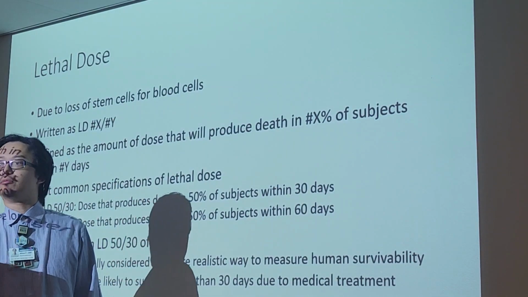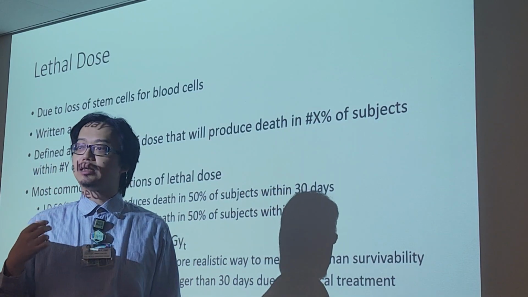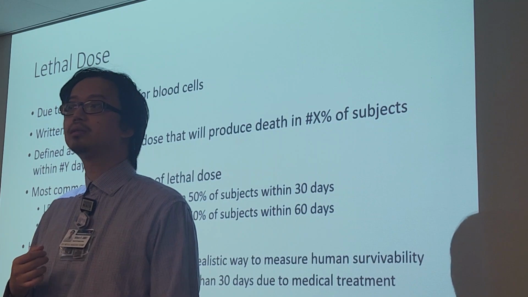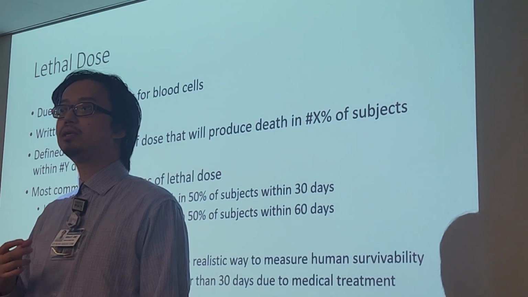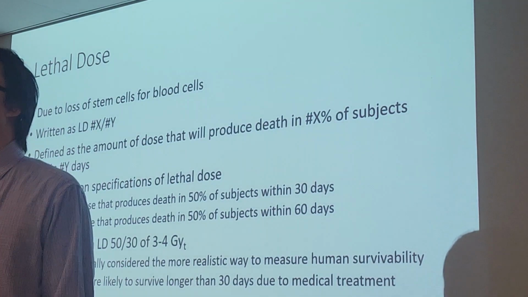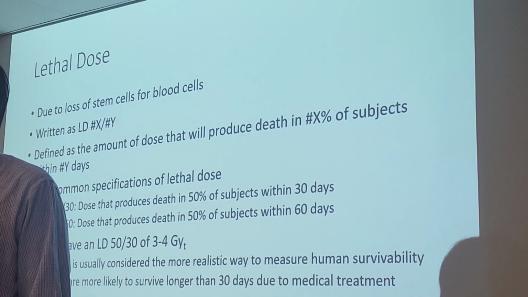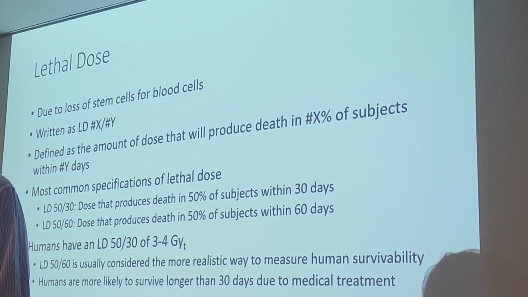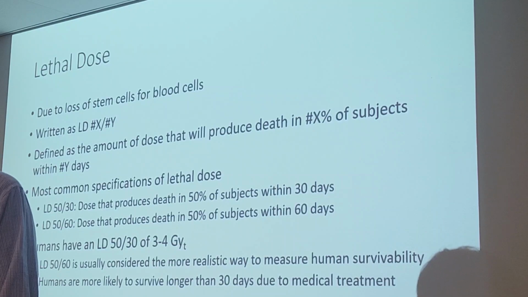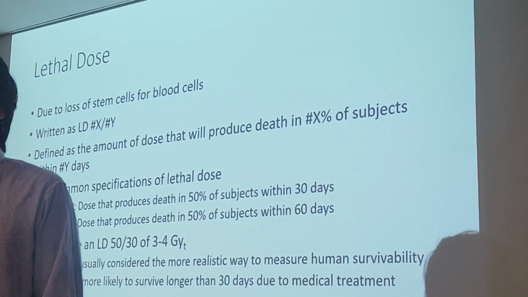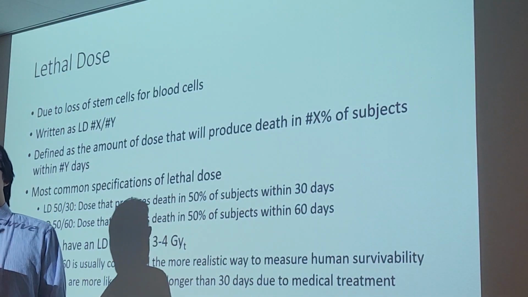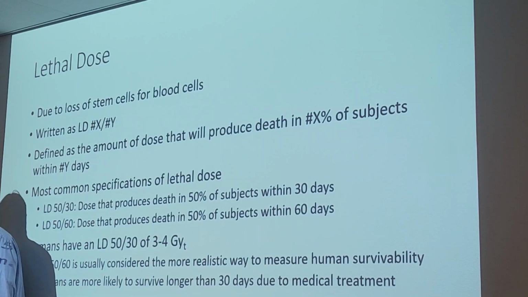So for example, if I said LD 20-40, JB, what do you think that means? What does that 20 mean? 20 would be the percentage, and you say 40, in 40 days, 20% would be dead. Very good. So in 40 days, 20% of the population would be dead. Very good.